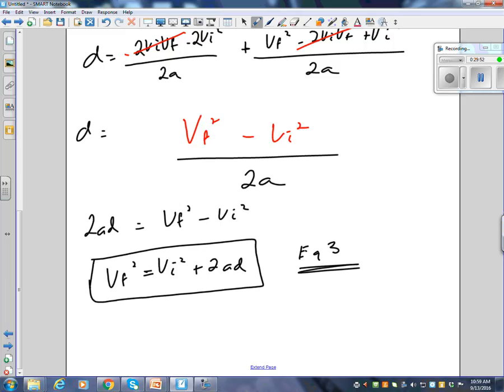There's no 4. Why is it VF? Why is this not a minus? Well, this really becomes 2AD. The VI goes to the other side and becomes VI squared plus 2AD is equal to VF squared. And then once I do that, I just write it the other way, because everyone likes the one thing on the left, that's all. Good question.